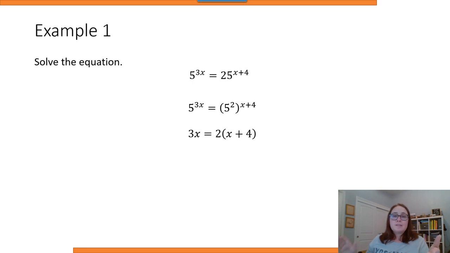From here, it's now just a nice linear equation. I can distribute the 2 and solve for x. So 3x equals 2x plus 8. If I subtract 2x from both sides of that equation, I get x equals 8. And if you're ever unsure about how you've solved it, you can always plug this back into the original equation and make sure that it gives you a true statement.